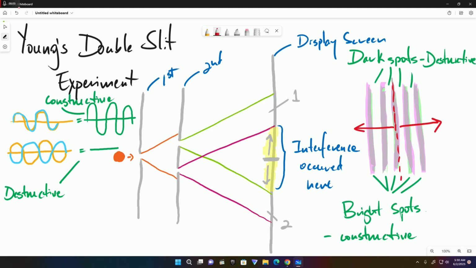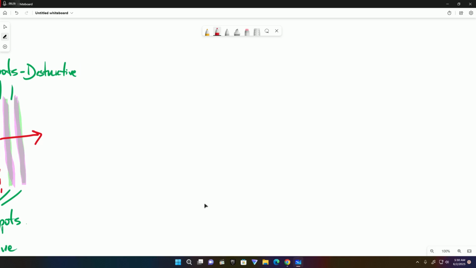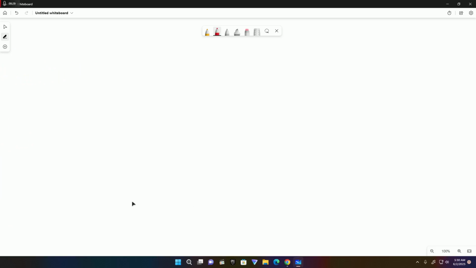And this is Young's double slit experiment. This experiment was very, very important. You might be thinking, sir, everything important? Yeah, everything is important. The reason this experiment is important is because it helped or provided evidence for the nature of light. So, historically speaking, there has been debate over the nature of light. The nature of light.